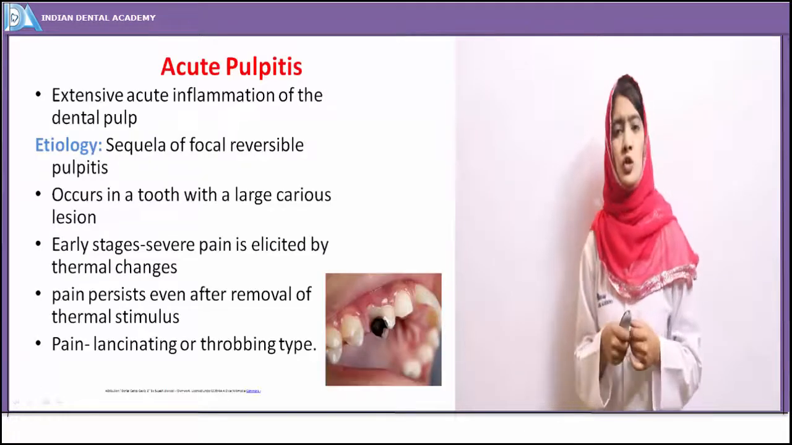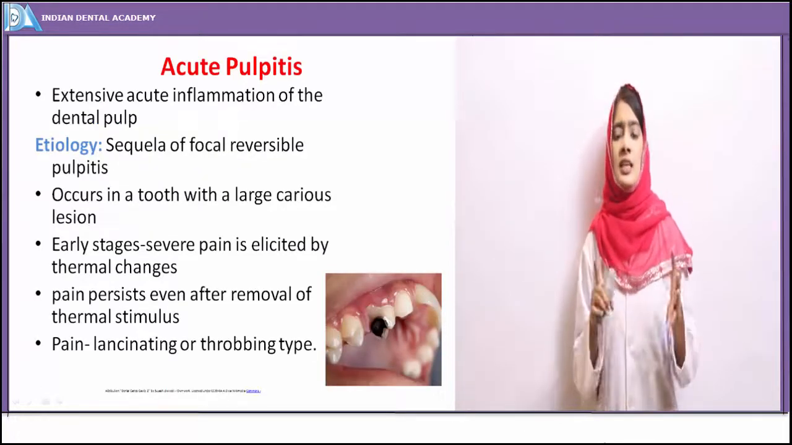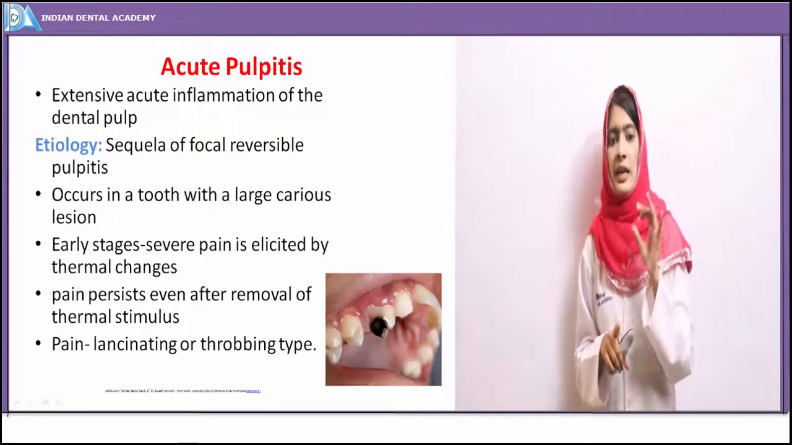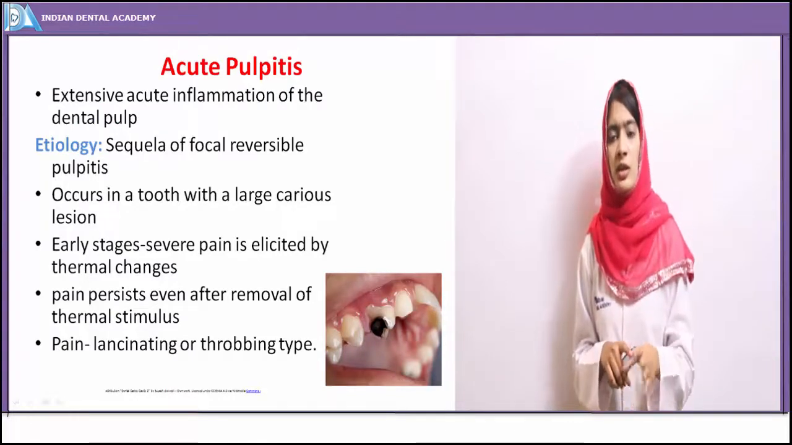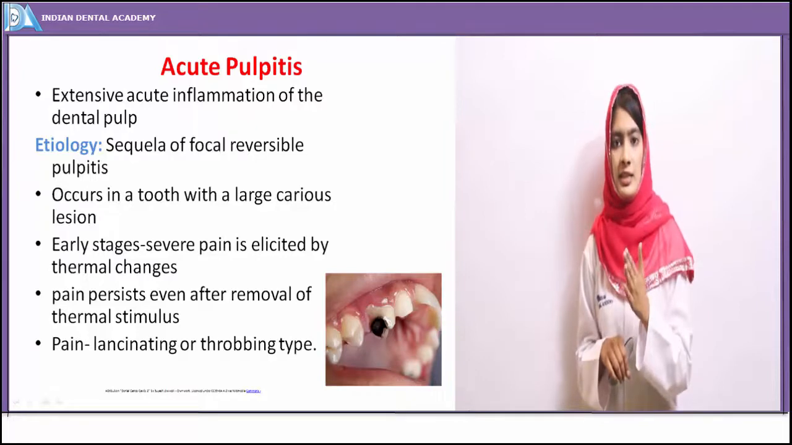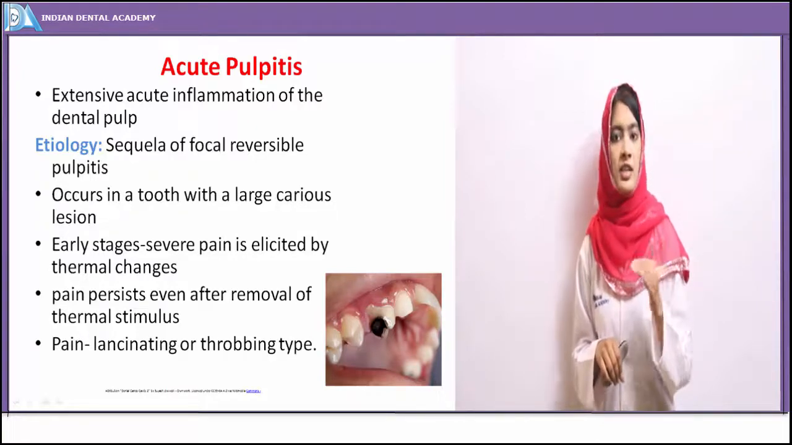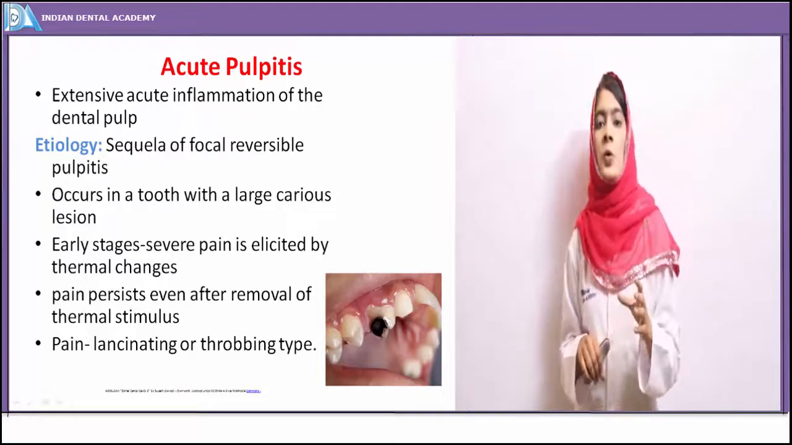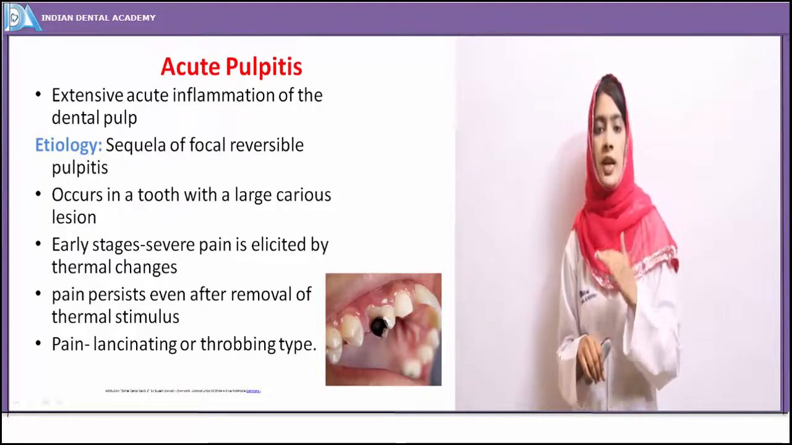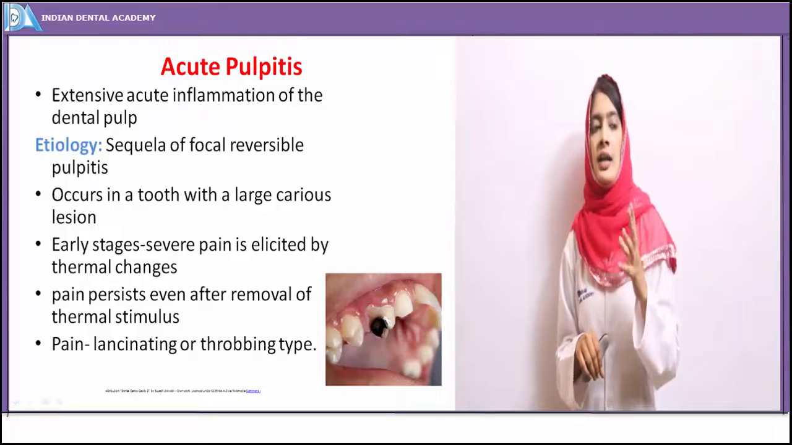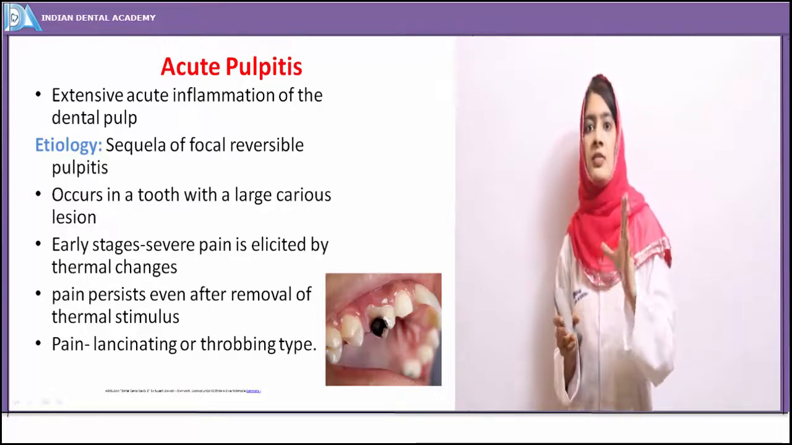So focal reversible pulpitis is a reversible pain. An attempt should be made to restore the tooth, because it is occurring due to a carious lesion. The caries is removed, and because of secondary dentin deposition, the pulp won't be exposed and the remaining dentin thickness will gradually recover on its own, and thus it is a reversible condition.